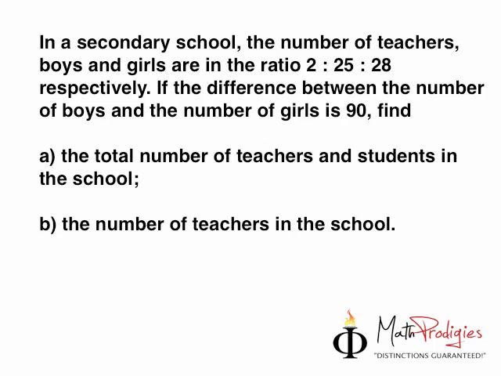Last question here. In a secondary school, the number of teachers, boys and girls, are in the ratio 2:25:28, respectively. If the difference between the number of boys and the number of girls is 90, find A, the total number of teachers and students in the school, and B, the number of teachers in the school. Very easy. You should be getting this right in like 3 minutes, okay?